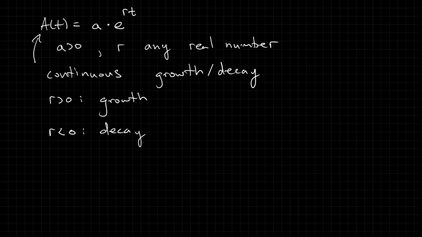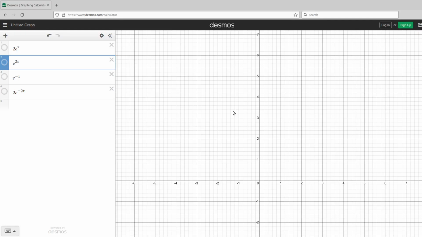Let's take a look at a couple examples. And let's use Desmos. Now with Desmos pulled up here, let's start with 2 times e to the x. In this case, r is equal to 1, so we should expect to see continuous growth. Growth indicating that as the x values get larger, the y values get larger, and in fact that's the case. Also note that this graph has a y-intercept of 2, which is because if you plug in x equals 0, you get 2 times e to the 0. E to the 0 is 1, and so this is 2 times 1, which is 2.